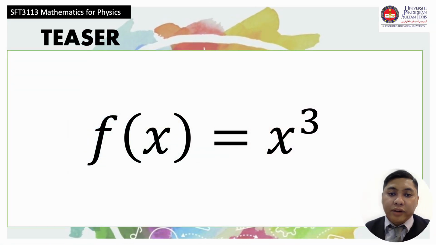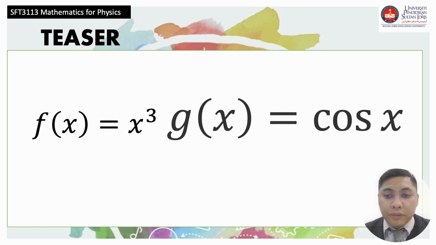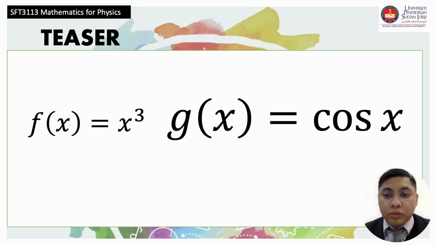For this topic, what if we have f(x) equal to x cubed, then we have g(x) equal to cos x. So we have two functions.